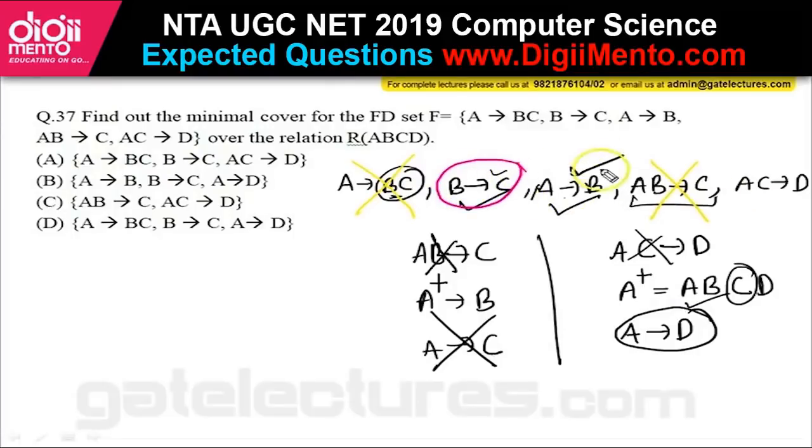So what are the dependencies we need to have? Functional dependencies: B derives C, A derives B, and A derives D. We don't need C here. Why? Because C can be derived from A, because A derives B and B derives C. So just A derives D, so it matches with option B, right? A derives B, B derives C, and A derives D. So B is the right answer here. I hope you understood the question.